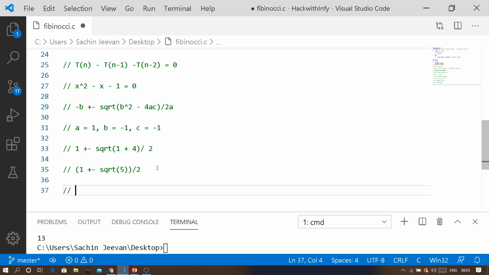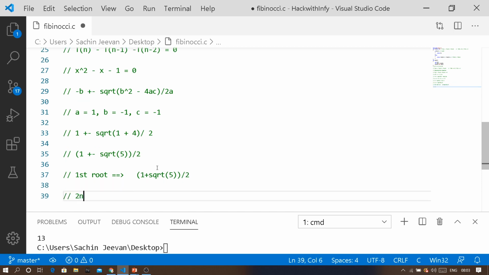But now what we are going to do is the plus sign leads to one root and the negative sign leads to another root. So what is the first root? First root is equal to 1 plus square root of 5, the whole divided by 2. What is the second root? Second root is equal to 1 minus square root of 5, whole divided by 2. So first root is 1 plus square root of 5 divided by 2. The second root is 1 minus square root of 5 divided by 2.